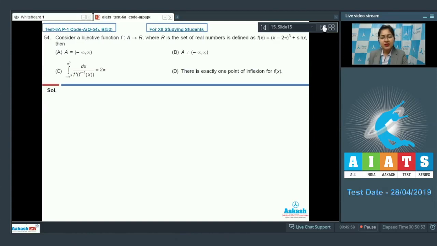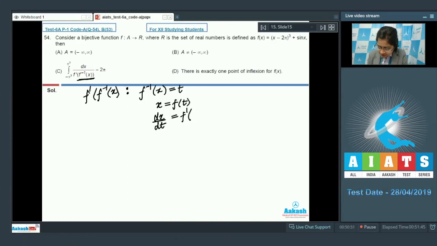is the set of real numbers, defined as f(x) equal to (x minus 2π) whole cube plus sin x. Then we have to find the range of A and we have to find the integral given. So let us go option by option. Firstly, let's find the value of f dash f inverse x. For that, let us assume the value of f inverse x equal to t, that is x is equal to f of t, that is dx by dt is equal to f dash t.